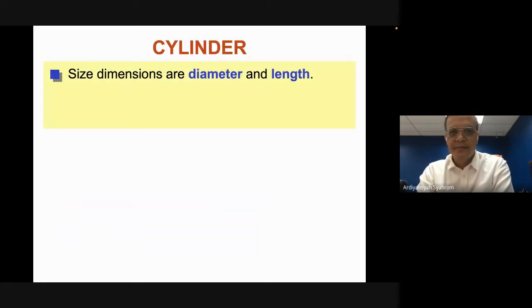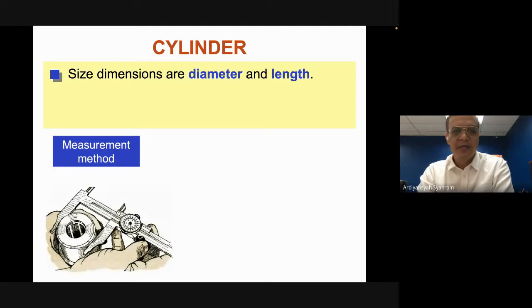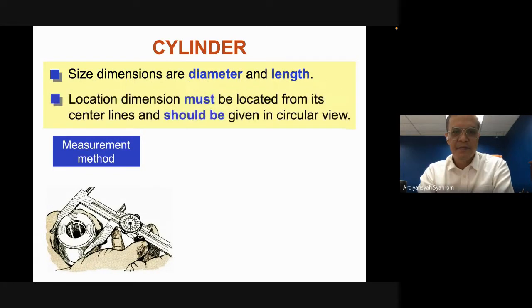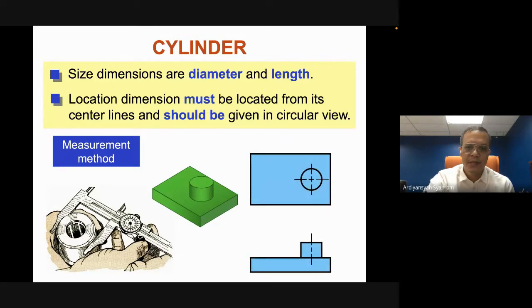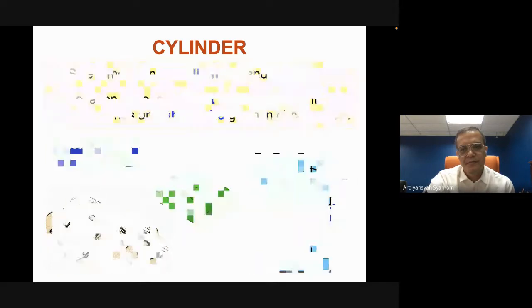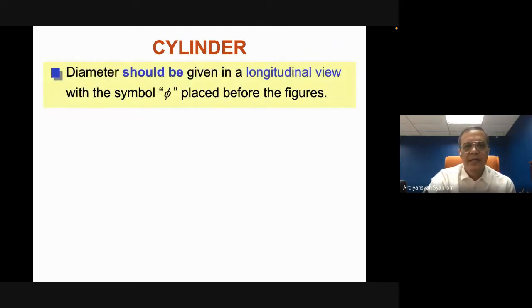Cylinder. The size dimensions are diameter and length. Measurement method. Location dimensions must be located from each center line and should be given in the circular view. The cylinder should be dimensioned in the longitudinal view with the diameter symbol placed before the figure.